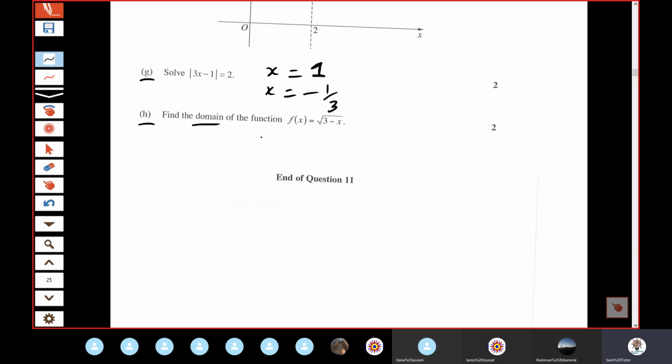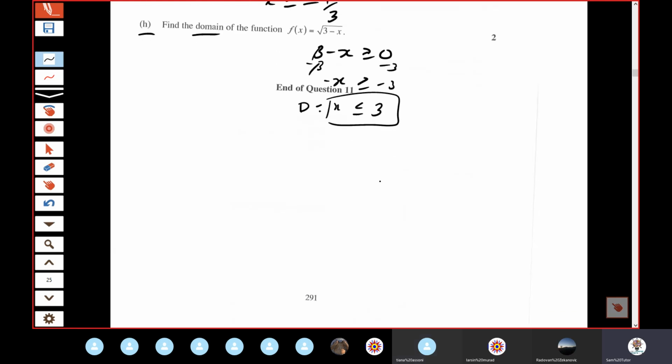H, find the domain of the function. Can anyone see the answer straight away, what the domain should be? 3 minus x must be bigger than or equal to 0, because you can't have a square root of a negative number. So, what's your answer? Yeah, -3, minus x greater than or equal to -3, x is less than or equal to 3. As long as x is smaller than or equal to 3, this will always be a positive number. If it was 4, 3 take away 4 is negative, it stuffs up. All good? Any questions there?